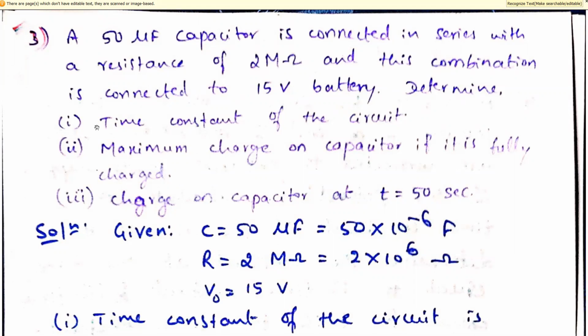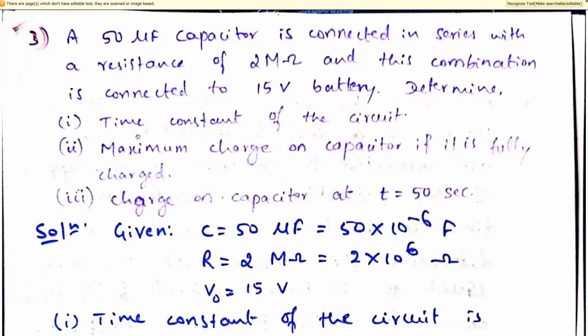Determine, first question, the time constant of the circuit. You have to find the time constant of the circuit. Second question, the maximum charge on the capacitor if it is fully charged. Then third question, the charge on the capacitor at t is equal to 50 seconds. Three questions you have to find.